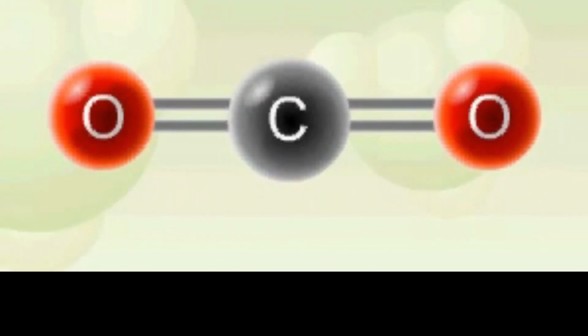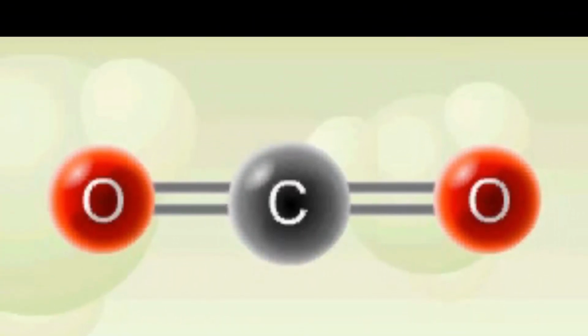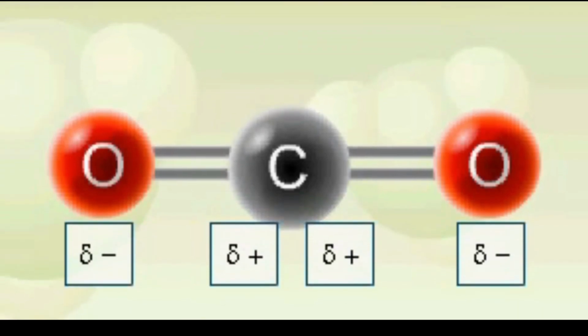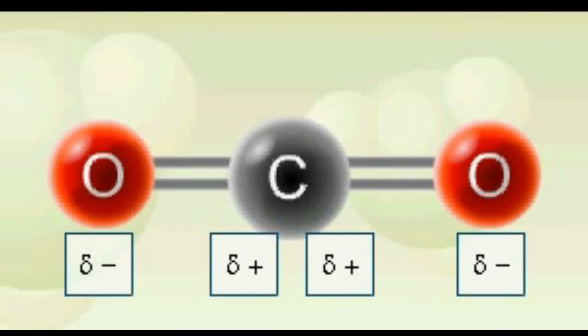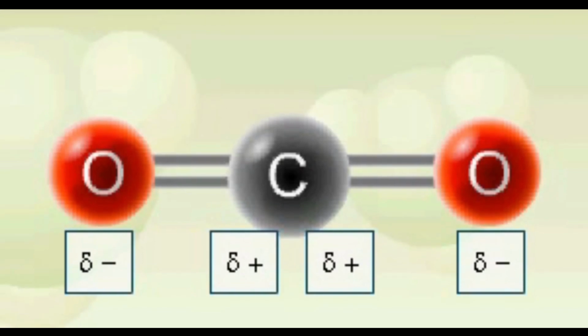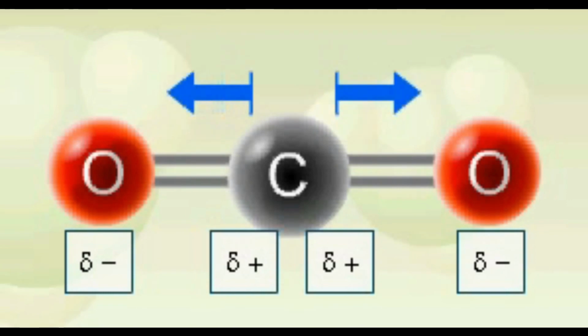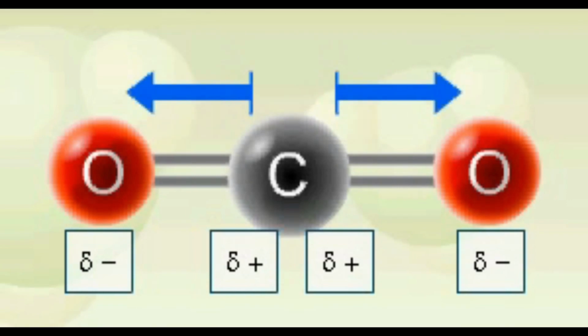Consider a molecule of carbon dioxide. Both of the carbon-oxygen bonds are polar, with negative charges located on the more electronegative oxygen atoms. The dipole moments of the individual bonds can be represented as vectors pointing towards the more negative atom.